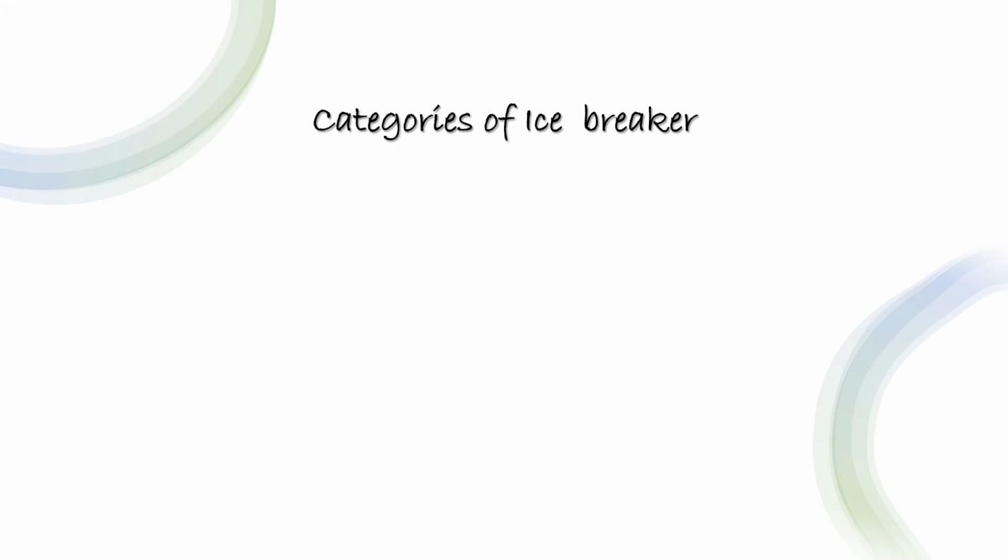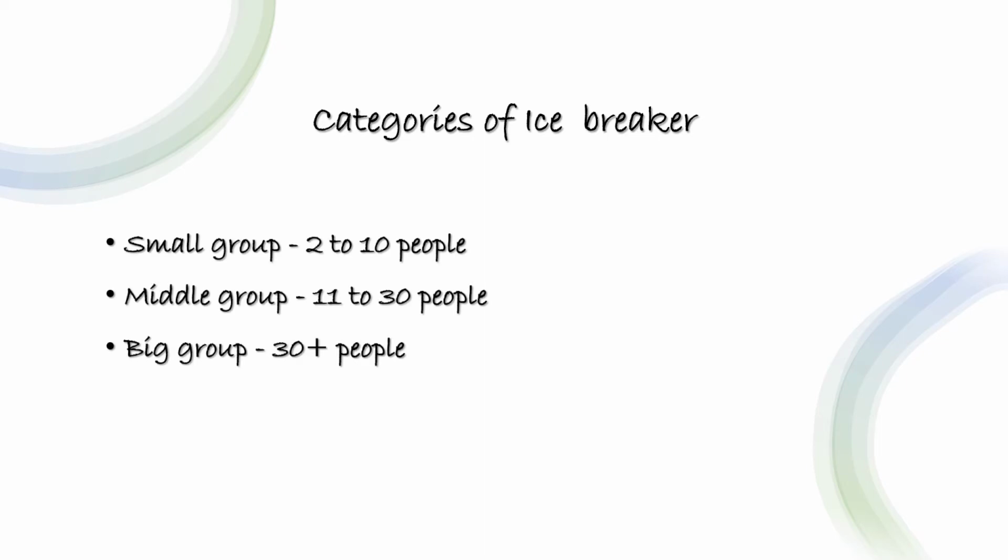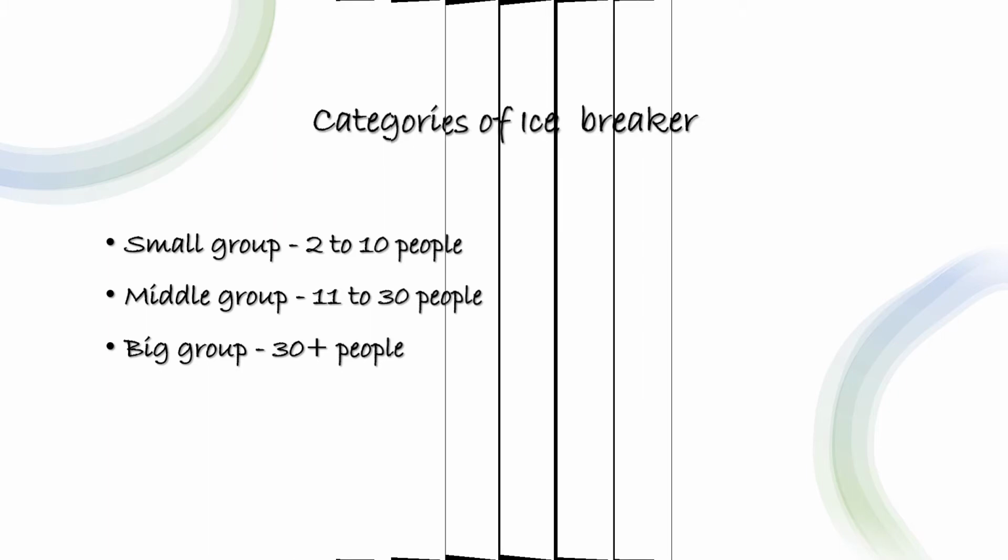Let's see the categories of icebreaker. According to the number of people, we categorize the icebreaker into small, middle group and big group. This knowledge of the category the people fall into will help us in designing an icebreaker. Topic is types of icebreaker.